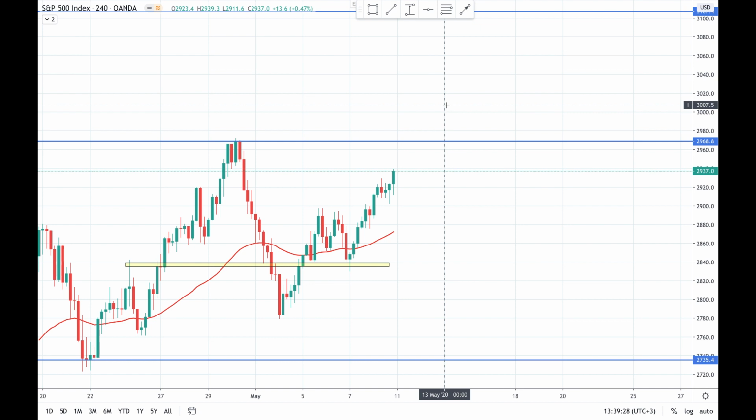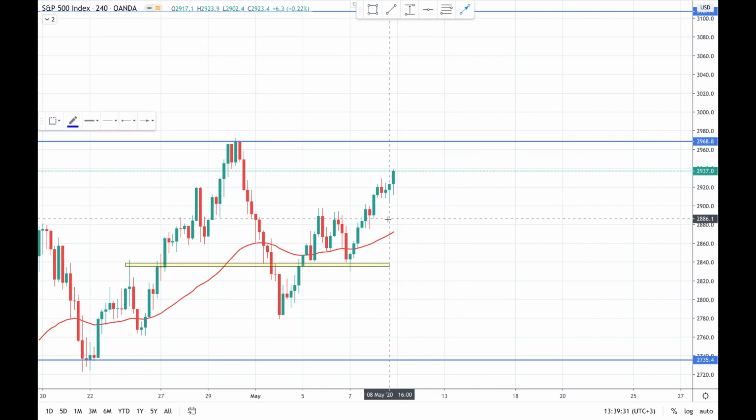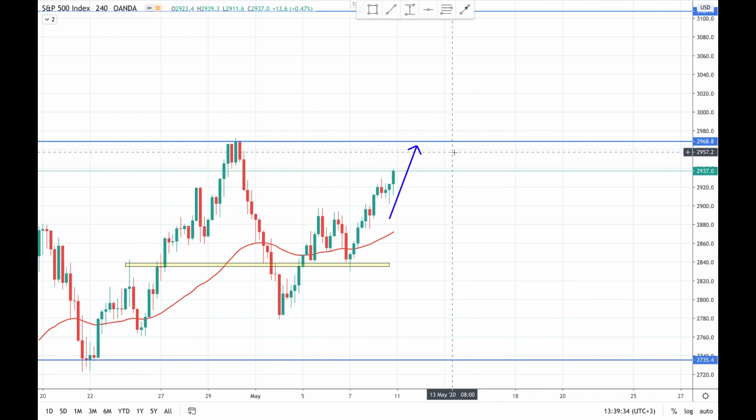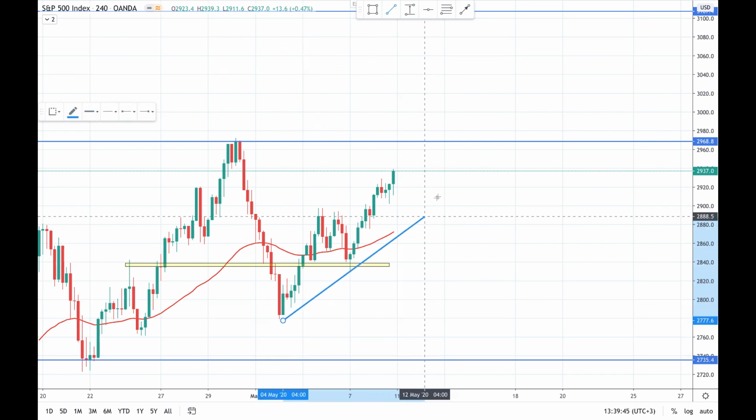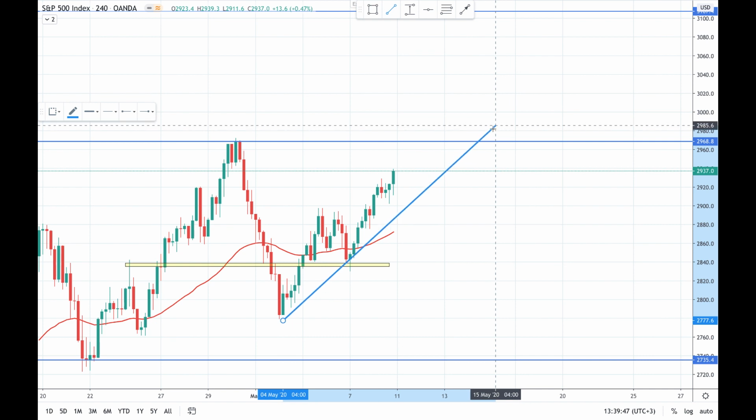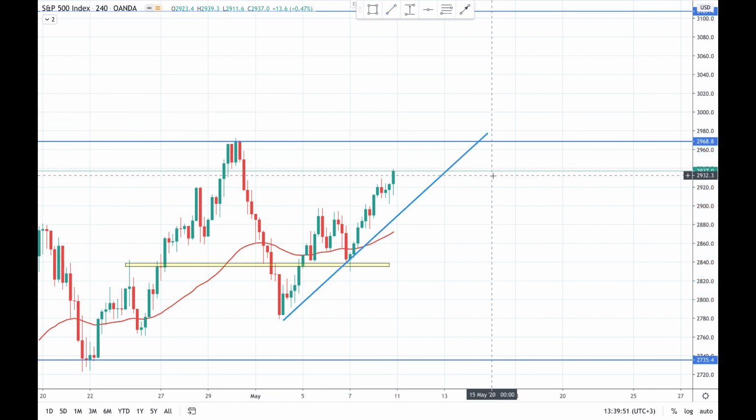So again, if price creates a double top, we will not jump into the trade blindly. For this scenario, we again put a trend line and wait for a breakout of this trend line, and then we enter the trade.